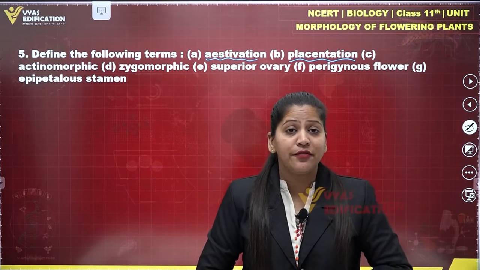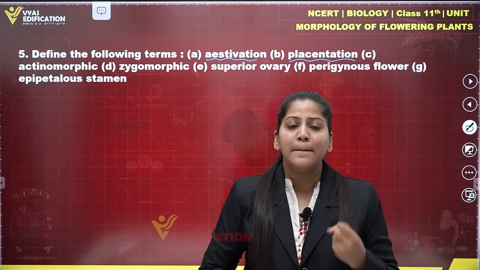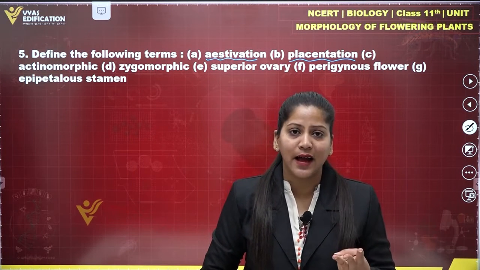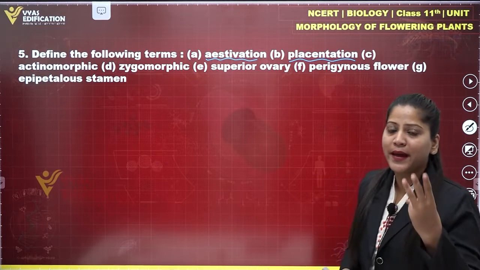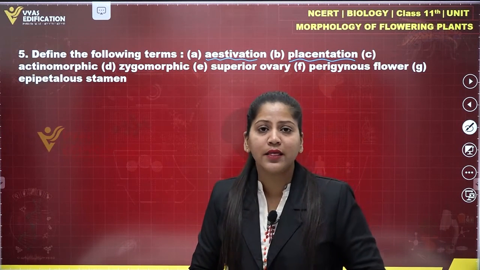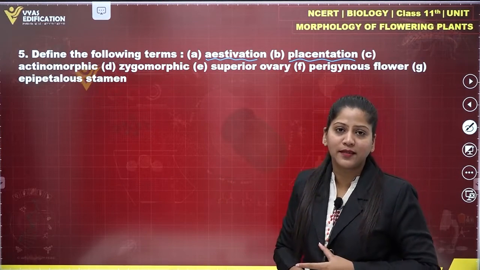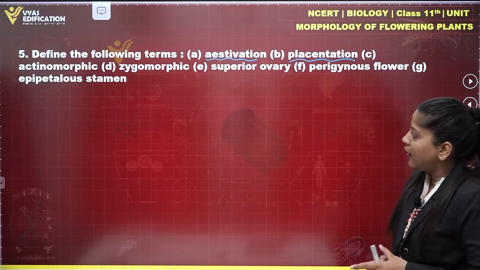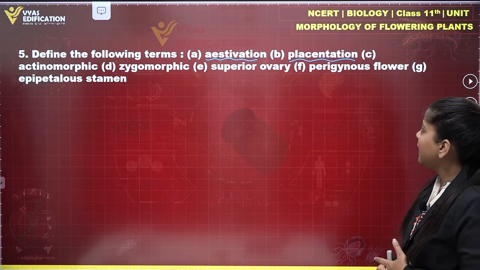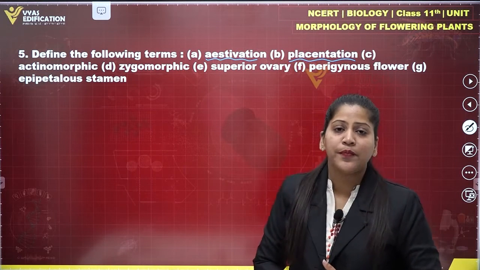We have 5 types of placentation, that is marginal, basal, axile, free central. All these are examples of types of placentation. Now let's talk about the next term. We have to define actinomorphic flowers.